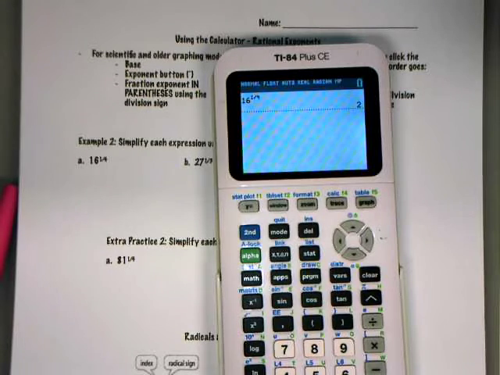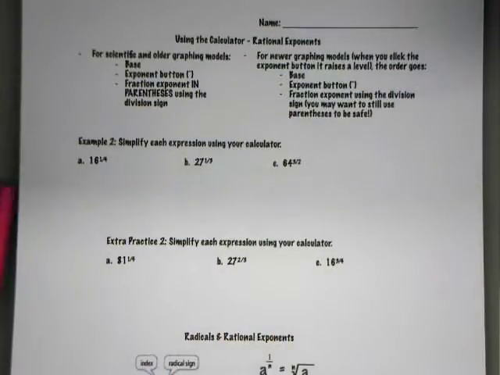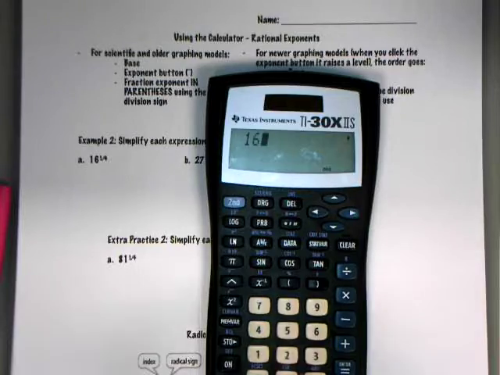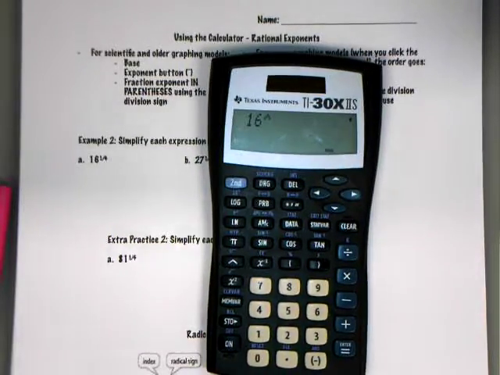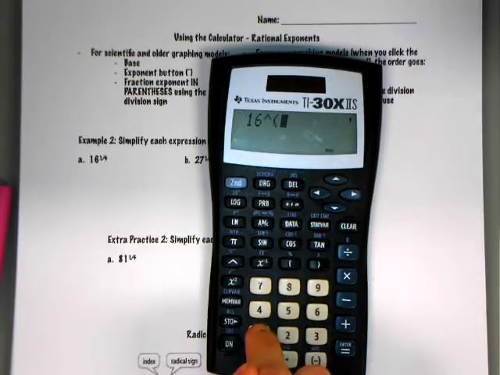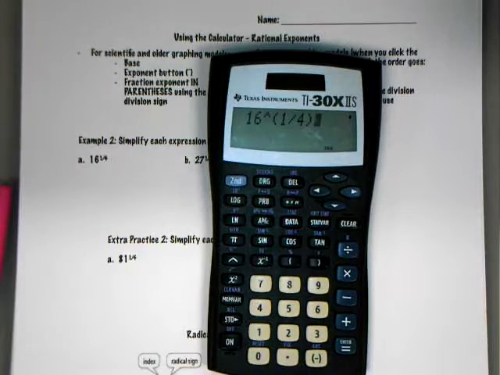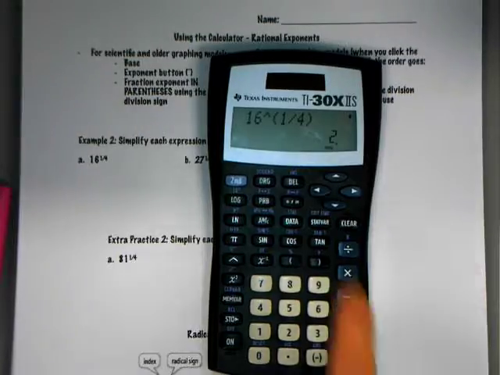Okay? If you are using a calculator where it will not raise up to the actual exponent, like a scientific one, then the adjustment that you have to make is, so 16, your exponent button still, you have to put the exponent in parentheses. So parentheses 1 divided by 4 like that. What that does is it tells the calculator that the entire 1/4 is the exponent. It groups it. See how you get 2?